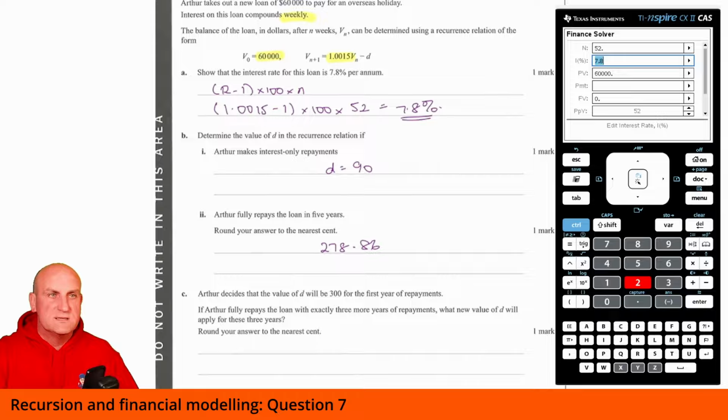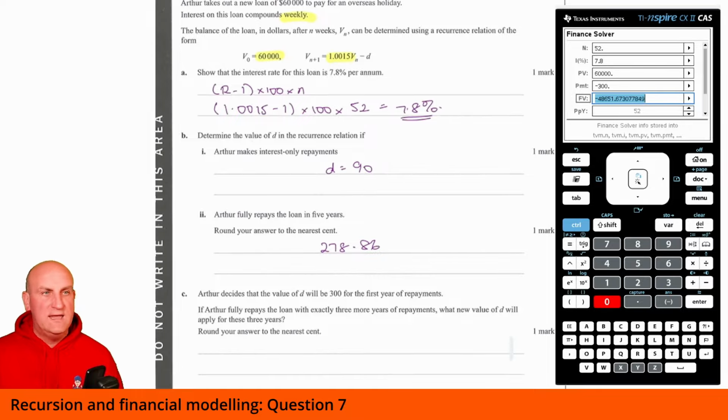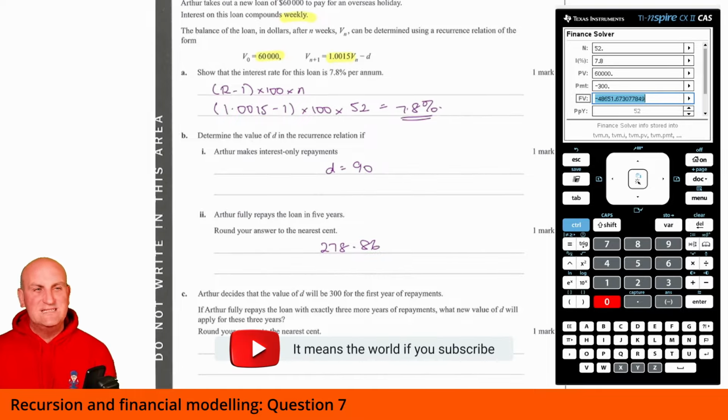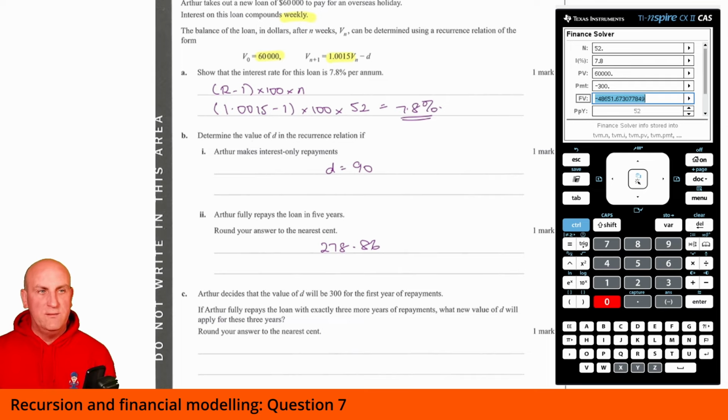So it's 52 payments, 7.8%. Principal value was 60,000. What is he paying? $300, so minus 300, and I'm going to find out his future value. So there we go. At the end of the first year, that is how much he has got. If Arthur fully repays the loan with exactly 3 more years of repayments, what will the new value of D be? So I'm now going to copy that up.